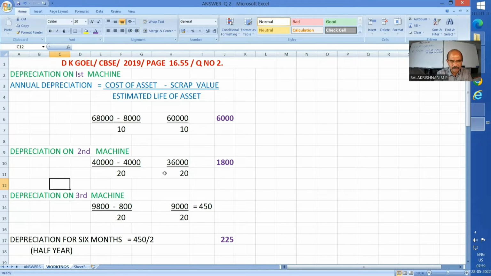Second machine: 1,800. Why divided by 20? Because the estimated life of the asset has been given as 20. Third machine.